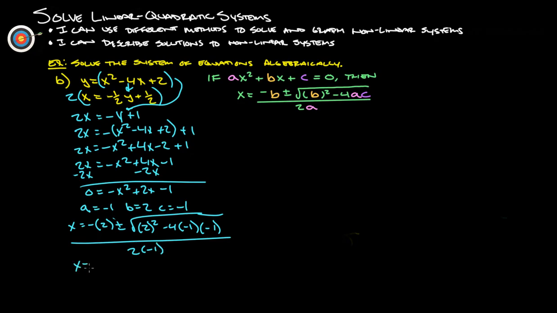So we get x equals negative 2 plus or minus, and let's see in here, 2 squared is 4. And then negative times a negative times a negative is a negative. 4 times 1 is 4, all over negative 2. So we get x equals negative 2 plus or minus the square root of 0 over negative 2. Now, square root of 0 is just 0, so that pretty much just disappears. And we have negative 2 over negative 2, which just gives us 1. So we know that our x value is 1, and we only have one x value, so that means there's only going to be one solution.